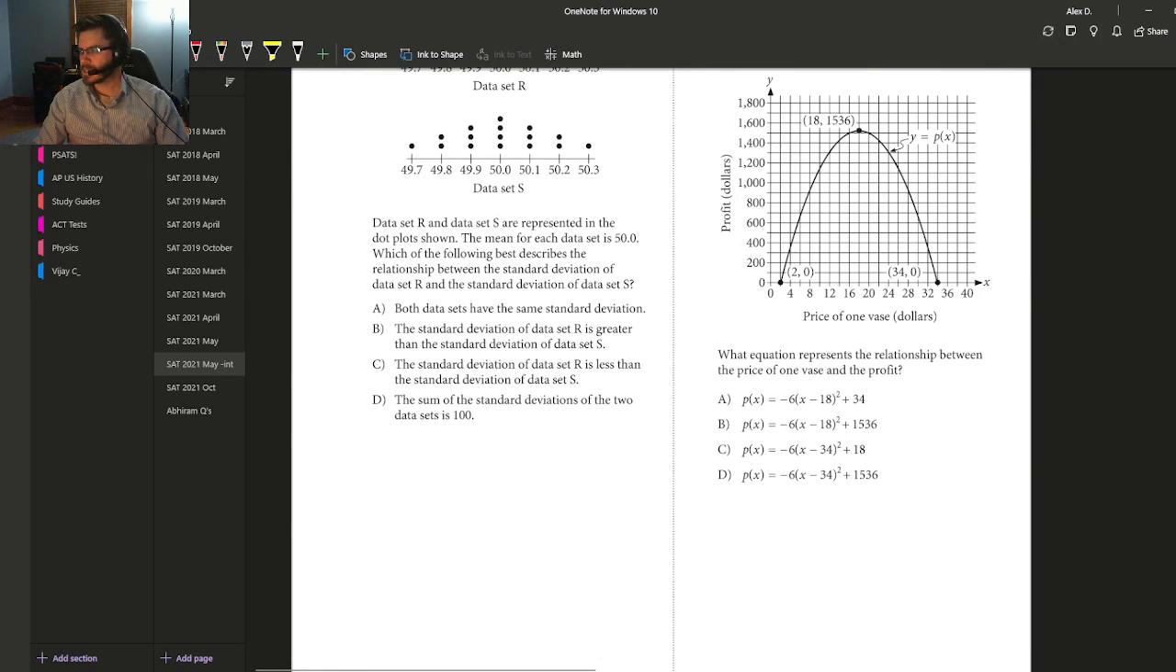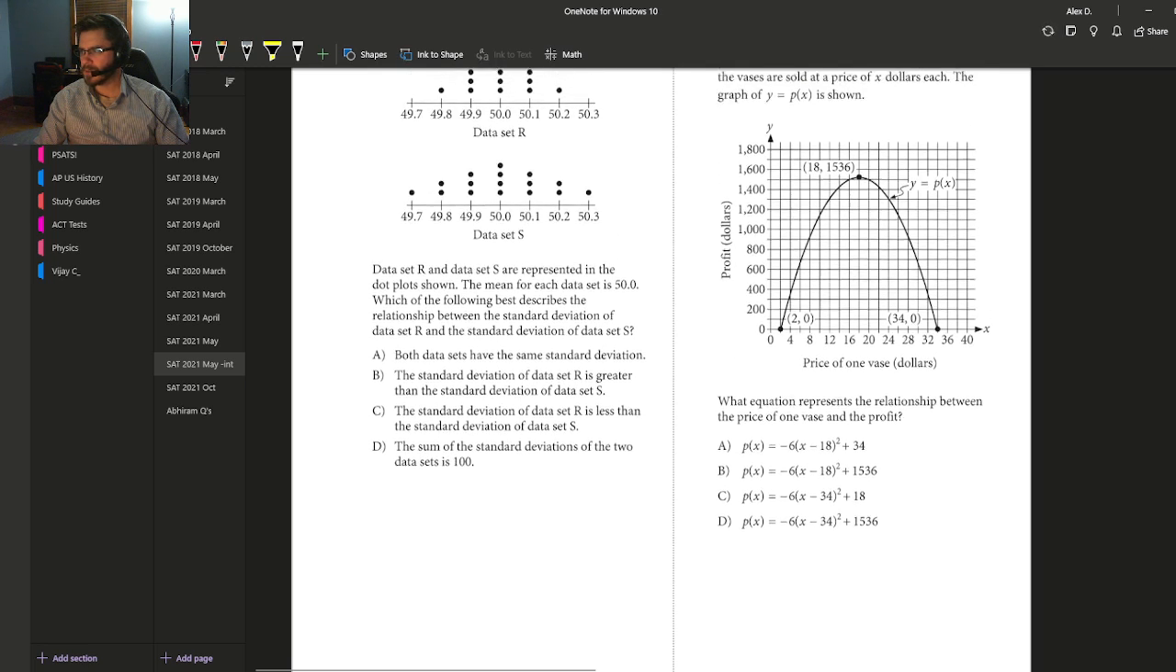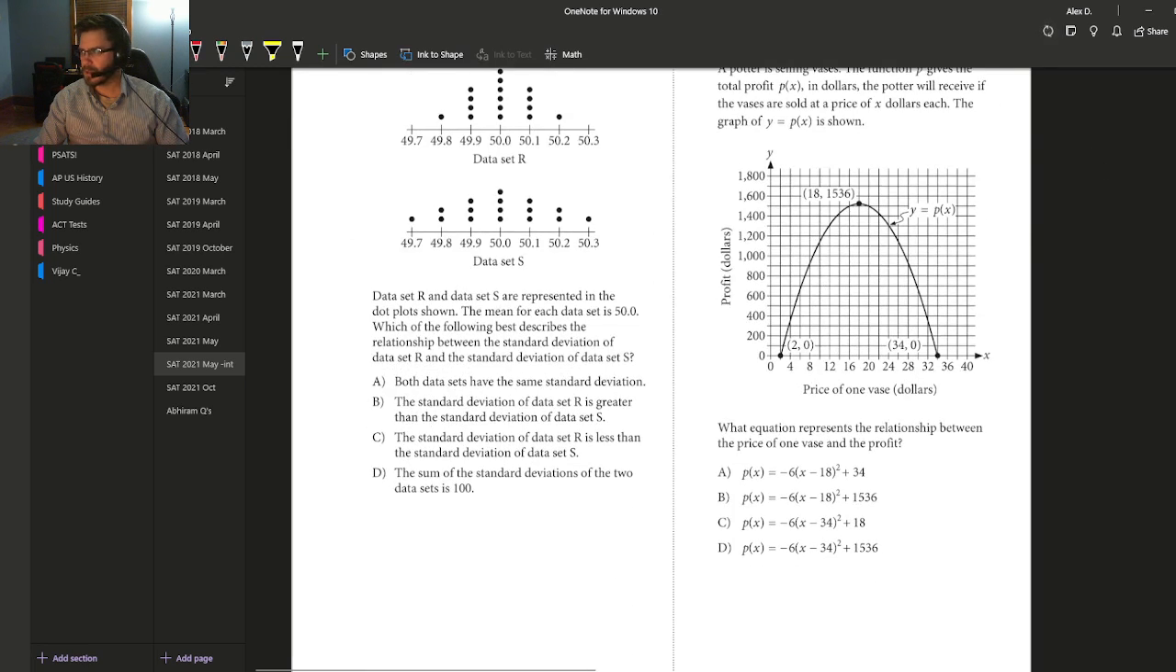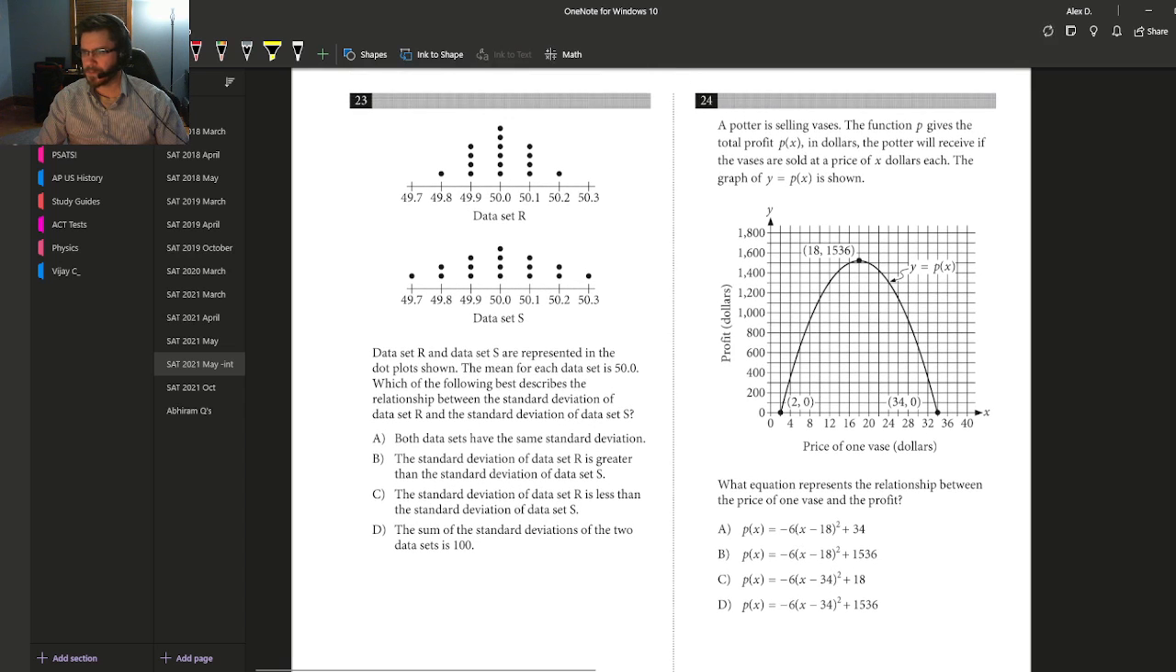Gotta memorize some stuff. Alright, we're about halfway through, I think. Or more than halfway through. Hooray, data set. Standard deviation, hooray, there it is. Which of the following describes the relationship with standard deviation of R and S? Look at the scale. The scales are the same. This has a wider variation. So this has the greater standard deviation.